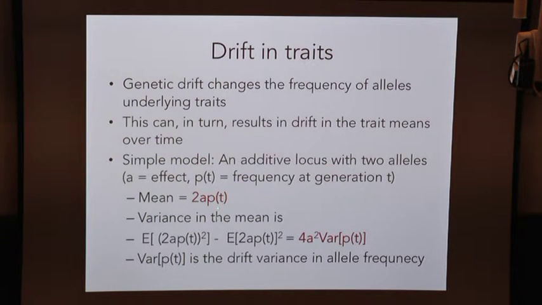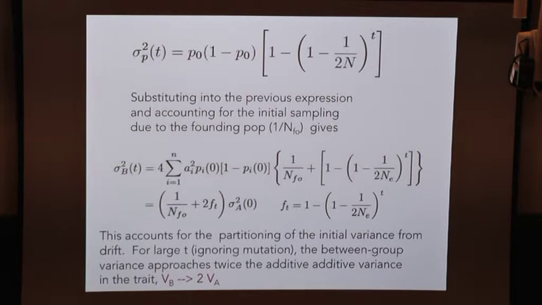The variance in this, well, if I just simply compute the variance, that's the expected value of that squared minus the square of the expected value. That's just the definition of variance. I can pull out the 2A. And what I see here is this quantity down here is the drift variance in allele frequency, right? Simply, starting with some initial value, what's the expected variance in P of t? And what you can show is that equals the initial frequency.